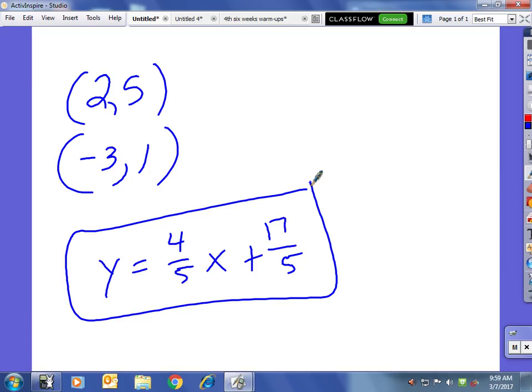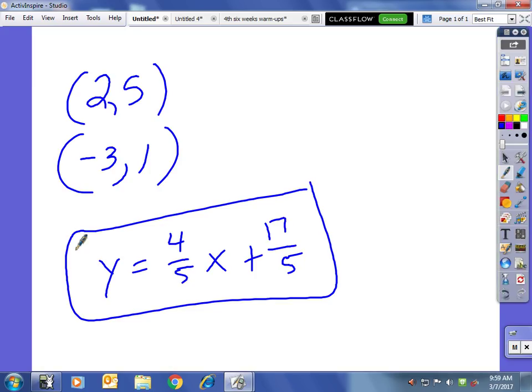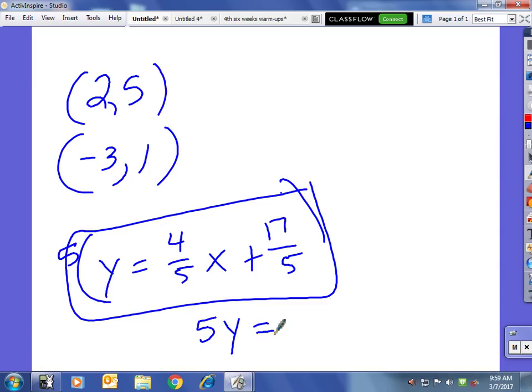How would I convert this to standard? Multiply everything by 5. Okay, so that would become 5y. 5 times y is 5y. If you're confused about how to do 5 times 4/5, do it in your calculator. Please make sure you put the fraction part, though, in parentheses. 5 times 4/5 should just turn into 4x. And then plus what? 17. So no fractions. X's and y's on the same side.